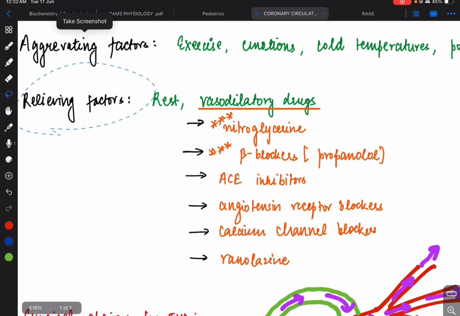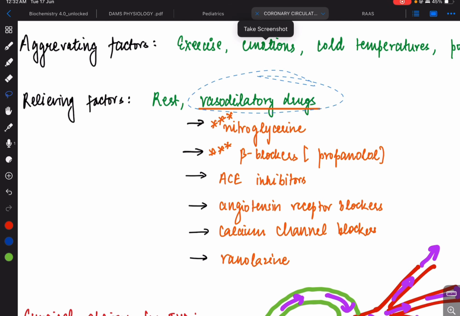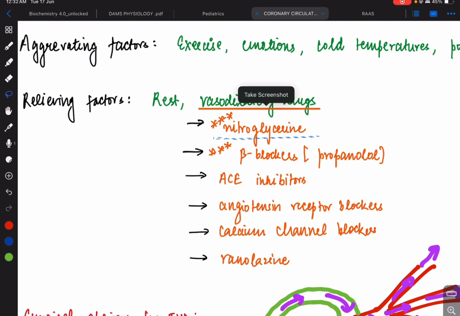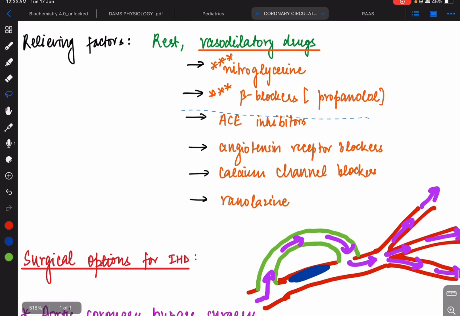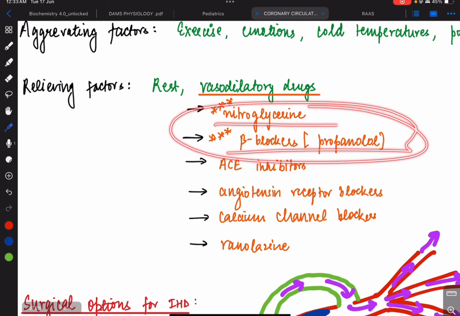The relieving factors are obviously rest, so that the heart load decreases, the work of the heart decreases, and there are certain vasodilatory drugs that people usually use. One of them is nitroglycerin, and the beta blockers, propranolol. These are some other drugs that are mentioned in the guidance, and you can remember them if you want to, but these are the main two drugs that you need to remember for now, right?